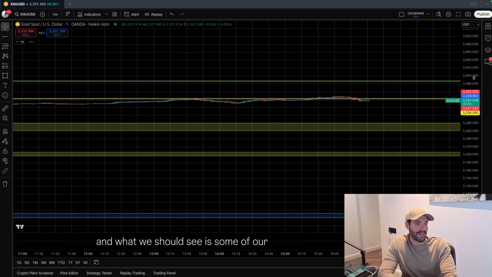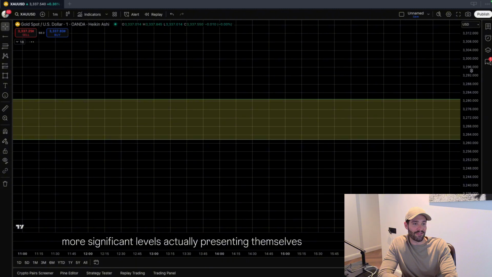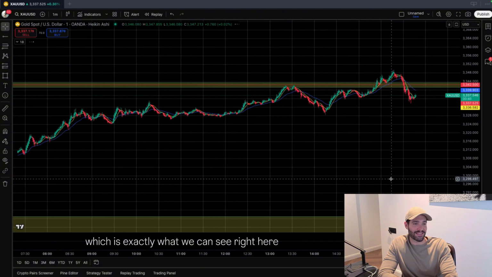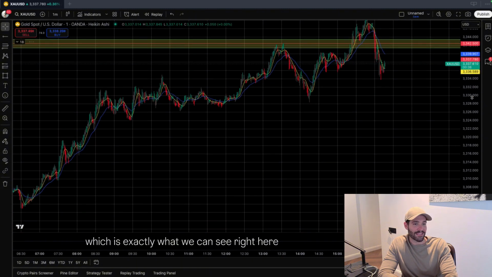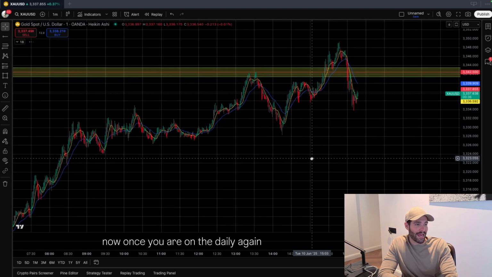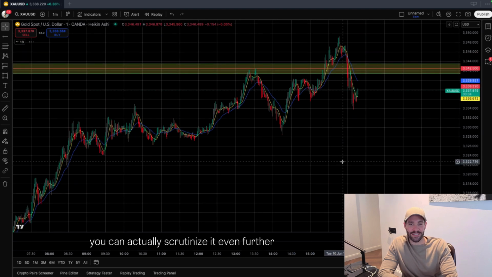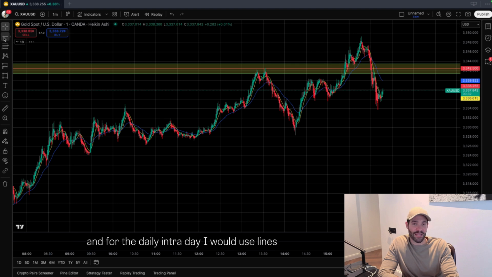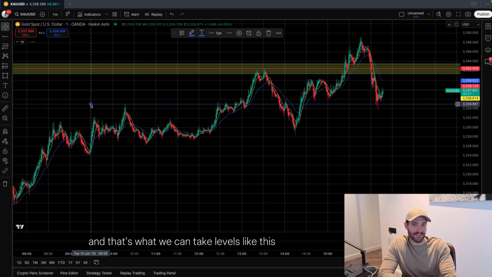And what we should see is some of our more significant levels actually presenting themselves, which is exactly what we can see right here. Now, once you are on the daily, again, like I said, you can actually scrutinize it even further. And for the daily intraday, I would use lines, and that's where we can take levels like this.